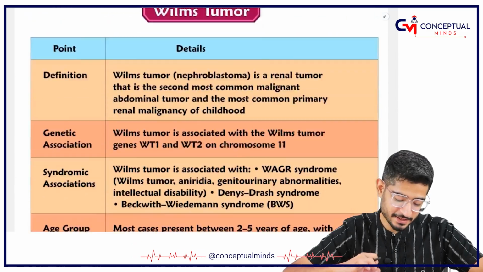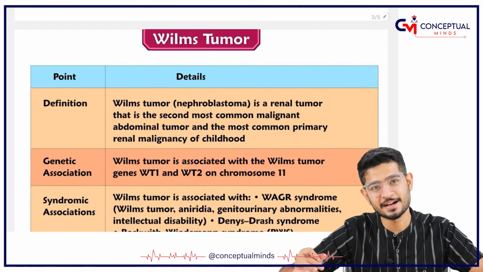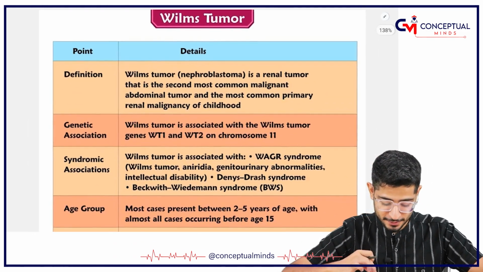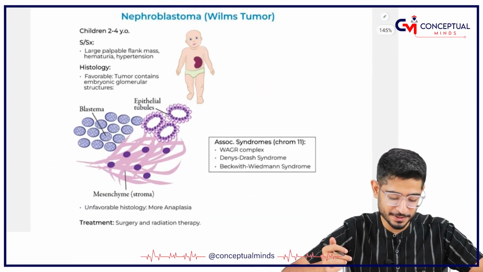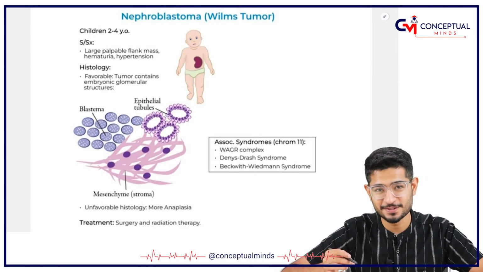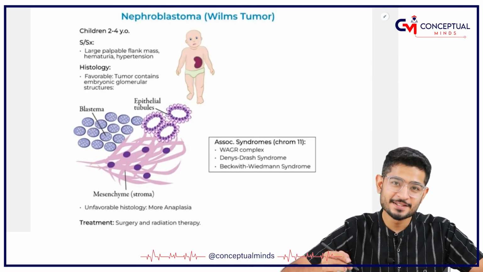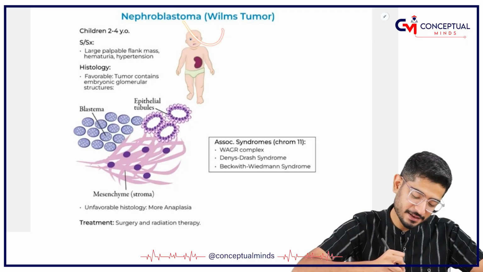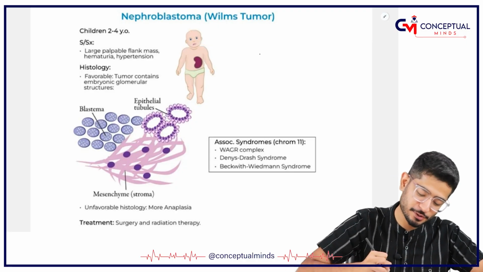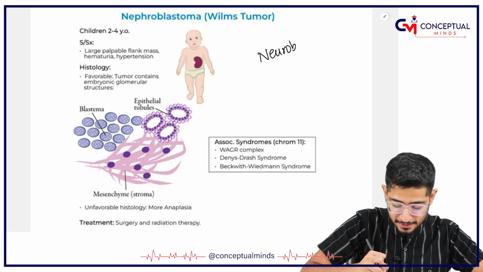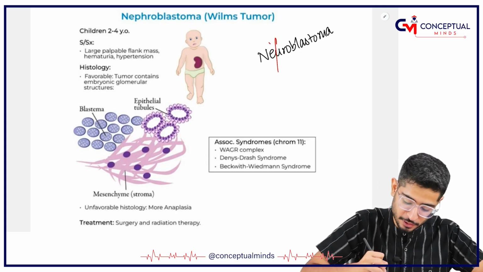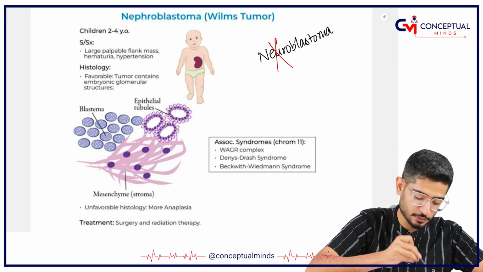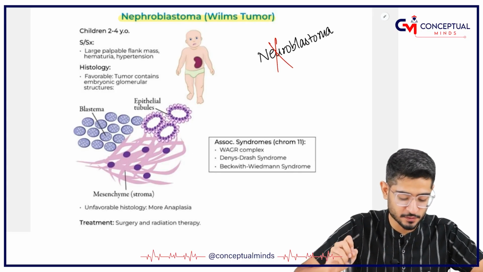We are discussing the lectures of pediatric nephrology and let's start with the Wilms tumor. So don't get afraid by seeing a lot of text. I have this beautiful picture which I always use to teach the Wilms tumor. Wilms tumor is also called nephroblastoma. Mind you, it is not neuroblastoma, it is nephroblastoma. People confuse it with neuroblastoma. No, it is not neuro, it is nephroblastoma.